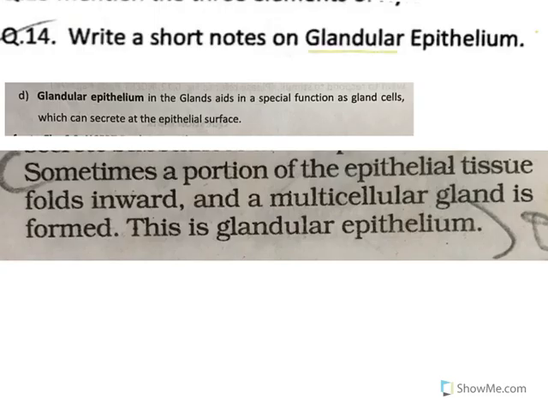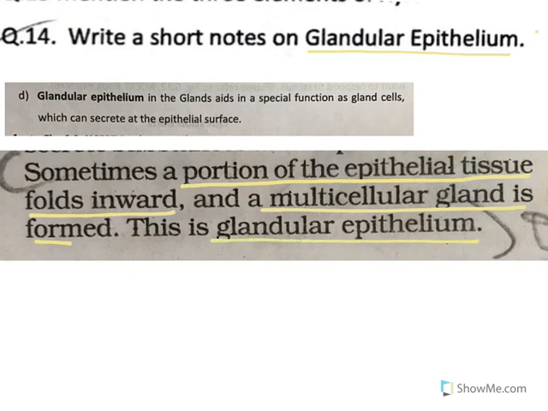Write a short note on glandular epithelium. Glandular epithelium in the glands aids a special function as gland cells, which can secrete at the epithelial surface. This is not so important, but this is what is in your textbook. A portion of the epithelial tissue folds inwards and a multicellular gland is formed. This is glandular epithelium. So you have the normal epithelium like this with these cells here.